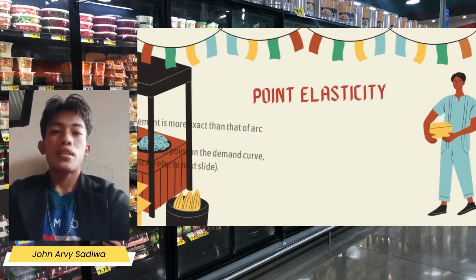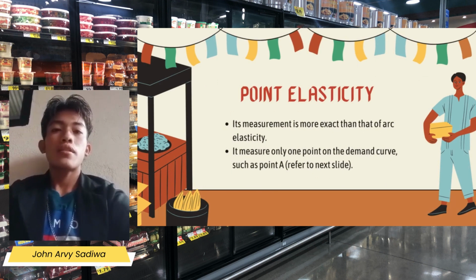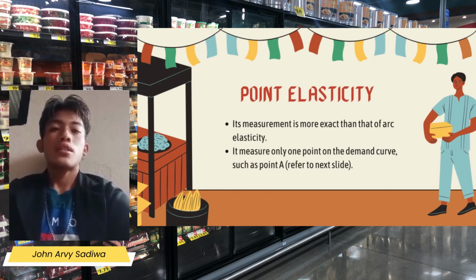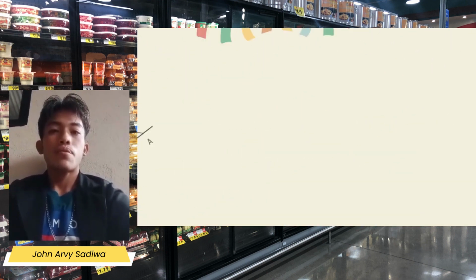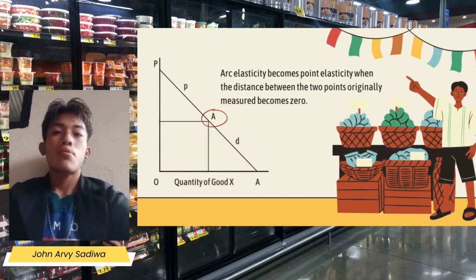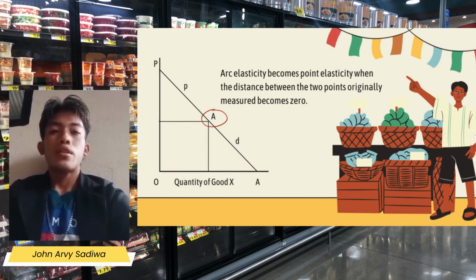Point elasticity is more exact than arc elasticity. It is measured at only one point on the demand curve, such as this point, and that is what point elasticity measures. While in the arc elasticity, we have point P and D.